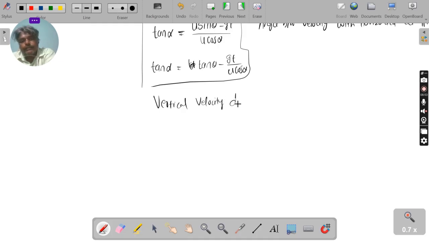Velocity decreasing by the amount gt. gt is a deviating factor for the velocity during upward motion up to maximum height. But during downward motion, what happened? During downward motion, velocity is increasing by the amount gt.